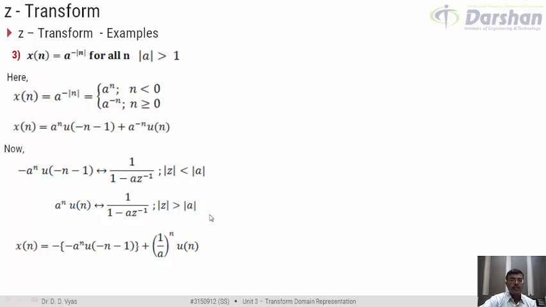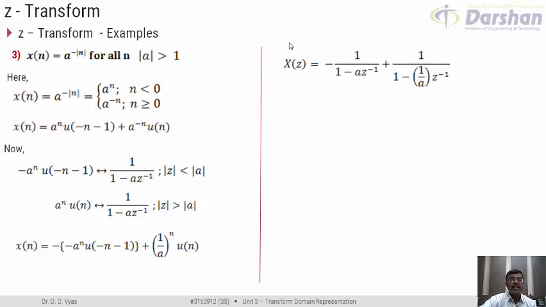So now, using the standard Z transform pair, we can write X of z as: this minus comes as it is, the Z transform of this is 1 upon 1 minus a z inverse. The Z transform of the second term would be 1 upon 1 minus 1 by a z inverse. And the ROC of the first term is mod z less than mod a. The ROC of the second term is mod z greater than 1 by mod a.